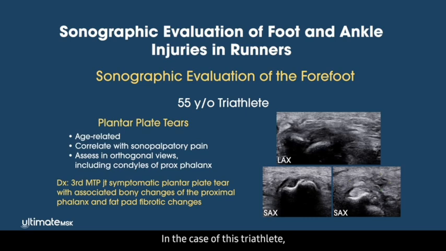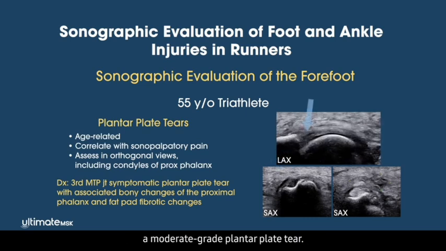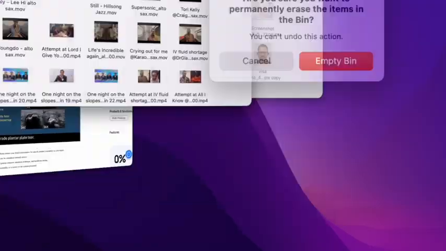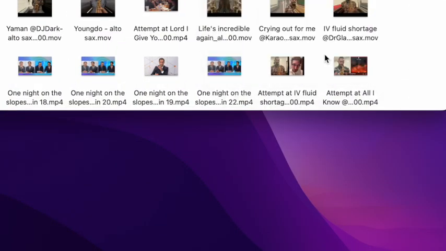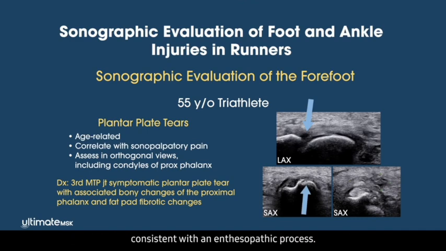In the case of this triathlete, the long axis cineclip on top demonstrates a moderate grade plantar plate tear. The short axis image on the lower left reveals bony irregularity of the lateral condyle of the proximal phalanx, consistent with an enthesiopathic process. Additionally, the short axis image on the lower right, obtained slightly distal to the one on the left, shows hypoechoic thickening of the plantar fat pad.